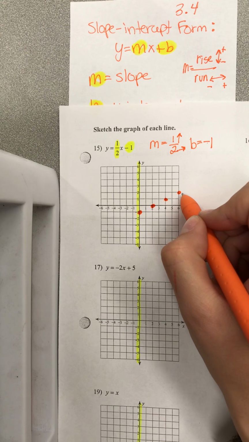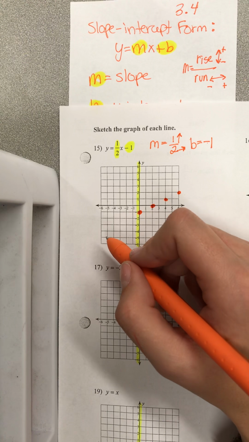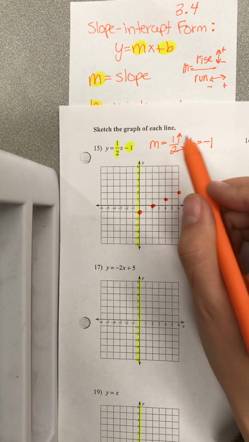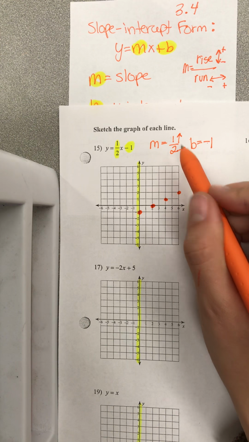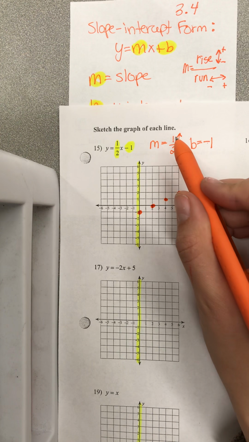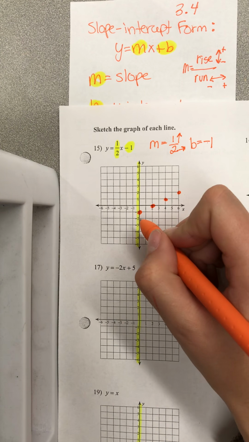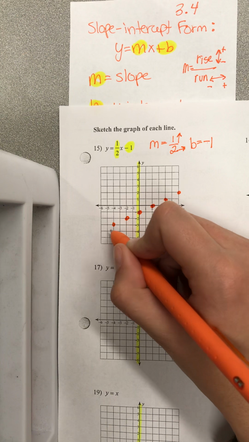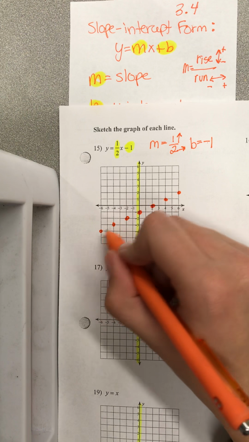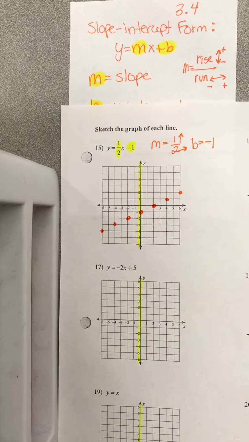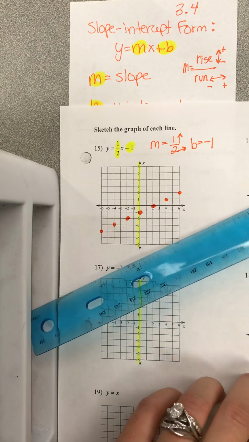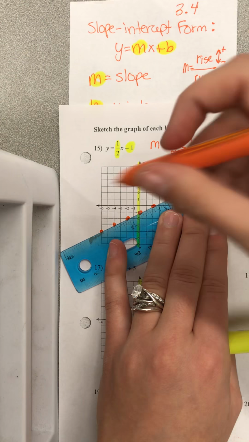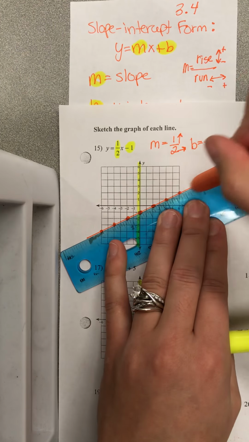Once you plot them in one direction, you have to go backwards and plot them in the other direction. So in order to do that, you do the opposite of the slope. The opposite of up and to the right is down and to the left. So I'm going to go down 1, left 2, down 1, left 2. You should have 1, 2, 3, 4, 5, 6, 7 points plotted. Take a second and count your points if you need to. And then make sure you use the ruler to connect the dots.